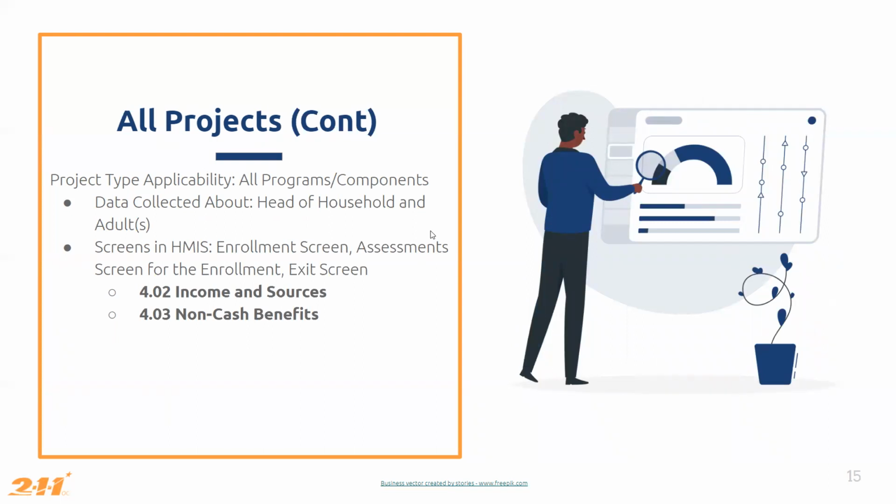For this data element, income resources and non-cash benefits, this pertains to the head of household and adults in the household. You'll see this in the enrollment screen, assessment screen, and project exit screen. The update is required for a person aging into adulthood. So the user now has the ability to edit the project start as well as enter an update for the participant on their 18th birthday.